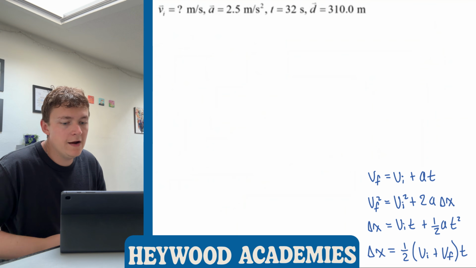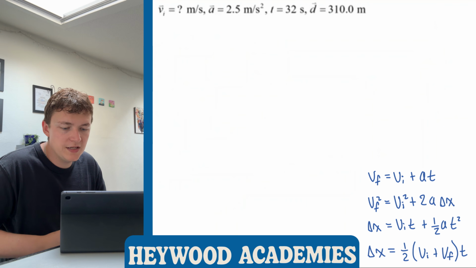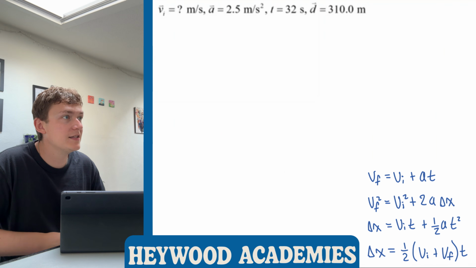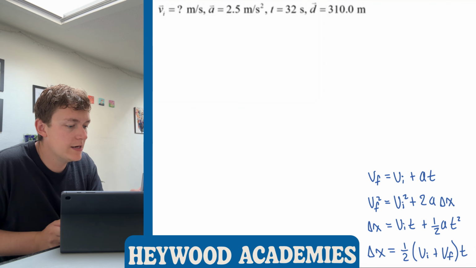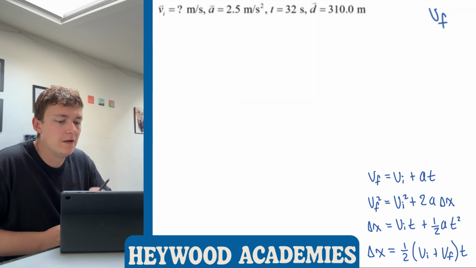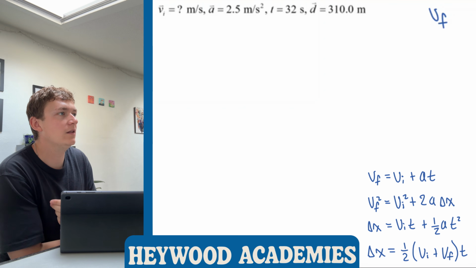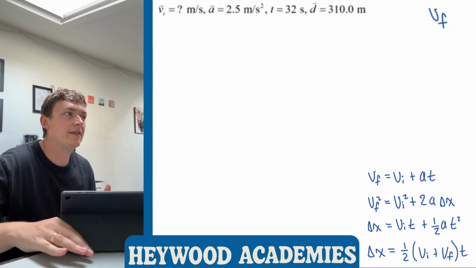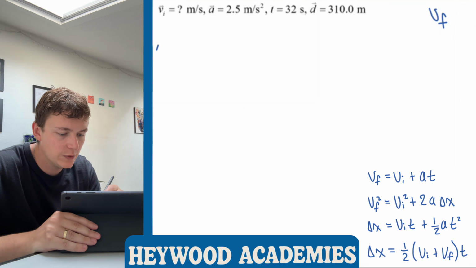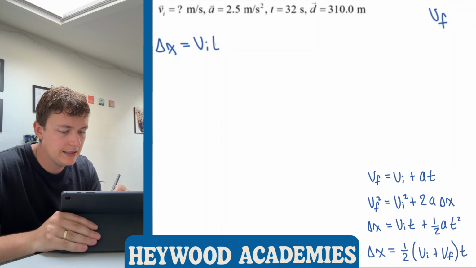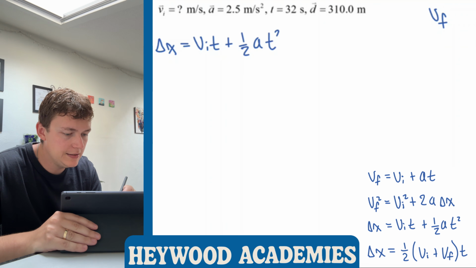Okay, we got another one here. This time the initial velocity is what we're trying to solve for. We're given the time, we're given the displacement, we're given the acceleration. The thing we were not given is the final velocity, and we're not asked to solve for it. So we can go back and we can look at our list of equations, and there's only one that doesn't have the final velocity, which is this one. Delta x is equal to V_i t plus 1/2 a t squared.